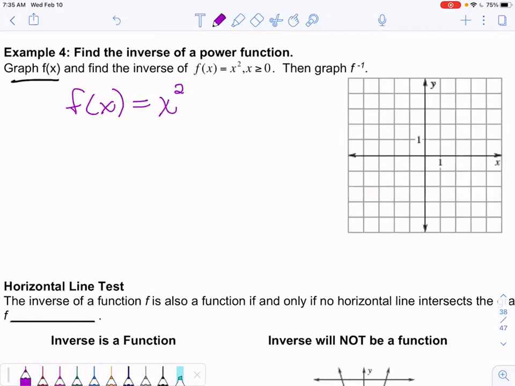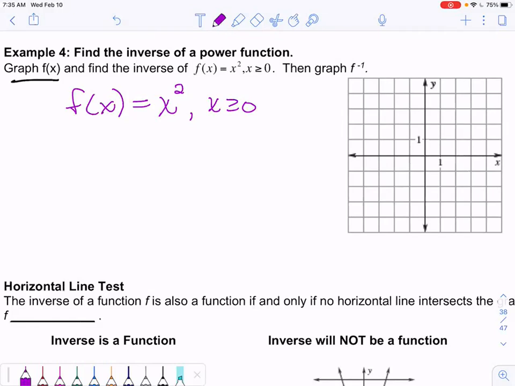So we have f of x equals x squared. And then next to it, it says x is greater than or equal to 0. So how could I graph this function, f of x equals x squared, when x is greater than or equal to 0? What's an easy way to graph? Anybody at home, what's an easy way to graph any function? Calculator. Yeah, you could put it in your calculator.